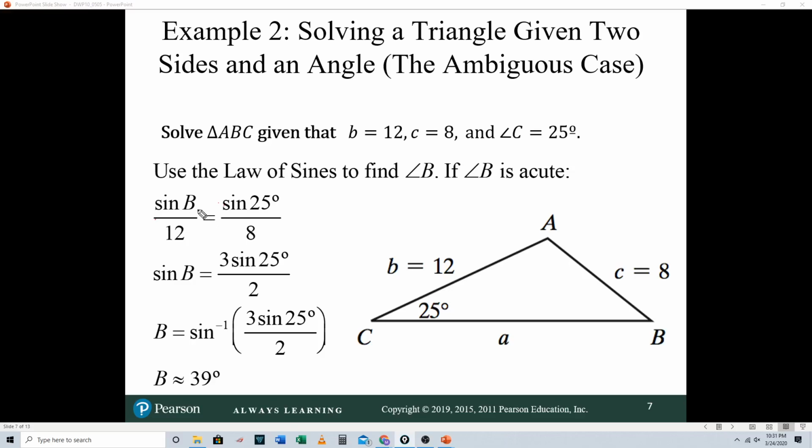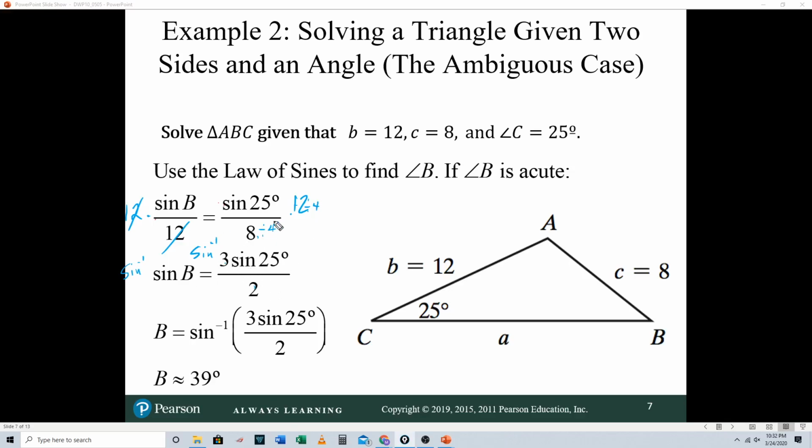So doing the setup, again, you could cross multiply, but if this is up top, I want to get that by itself. So I'm going to multiply by 12 to cancel that out. And then you're going to do the arcsine on both sides. Now, the reason why they changed this to 3 and 2 is 12 and 8 reduce, because you can divide them both by 4. All right, so you get 3 and 2.